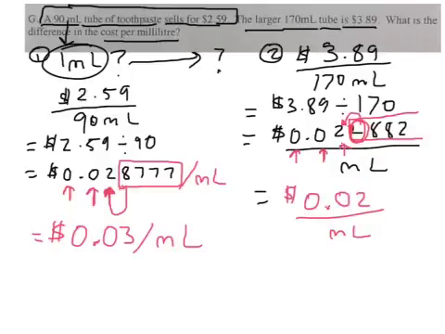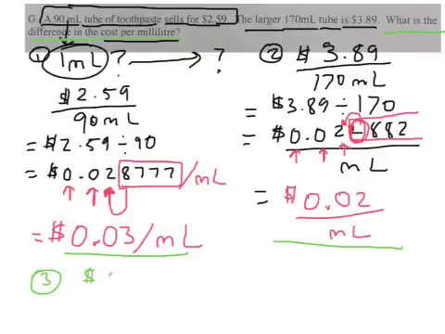So we haven't answered the question yet, although we're very close. The question actually wants us to answer what the difference in the cost per milliliter is between the two tubes of toothpaste. So we need one last step. We're going to take the cost of our first tube of toothpaste per milliliter, and from it we will subtract the cost of our second tube of toothpaste per milliliter.